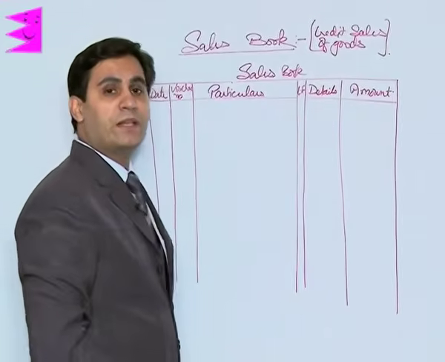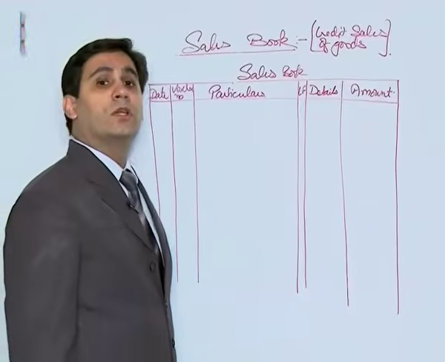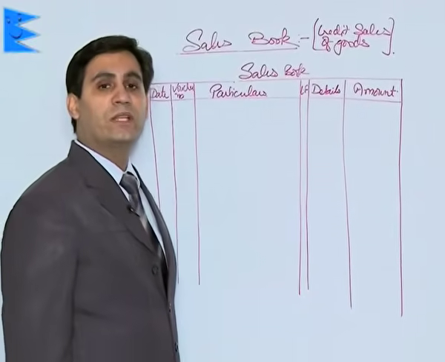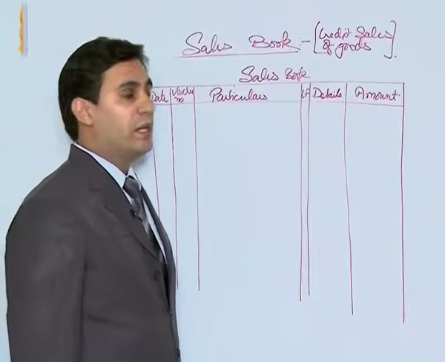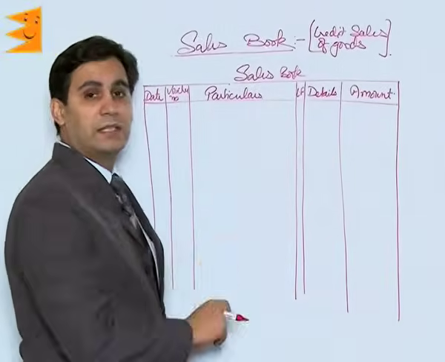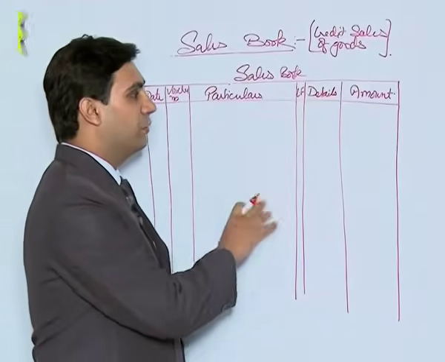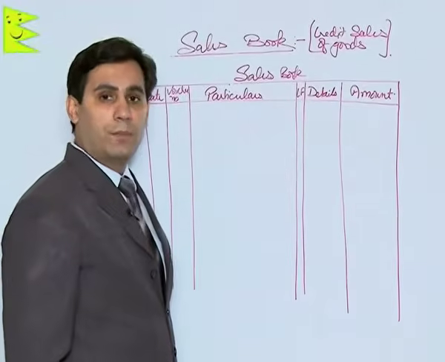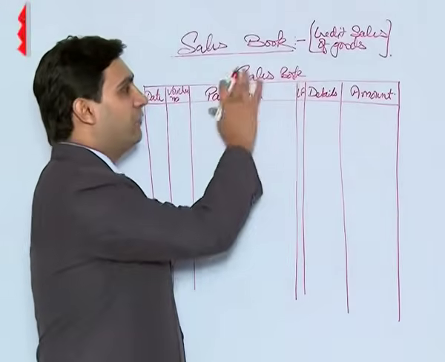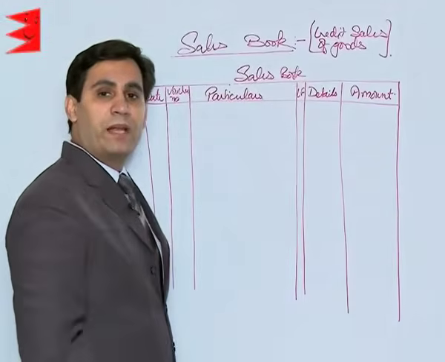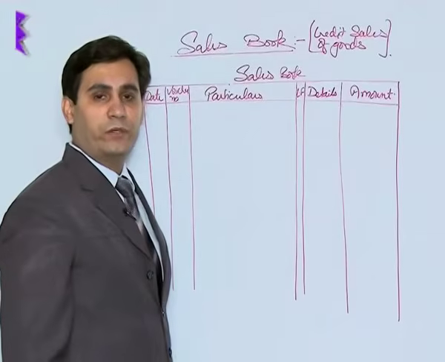So now students, we are clear that in subsidiary books like sales book and purchase book, only the credit transactions are recorded and the formats appear like this. We have date column, voucher number, particulars, ledger folio, details and amount column. Only the name will change at the top, rest the format remains same for every kind of subsidiary book.